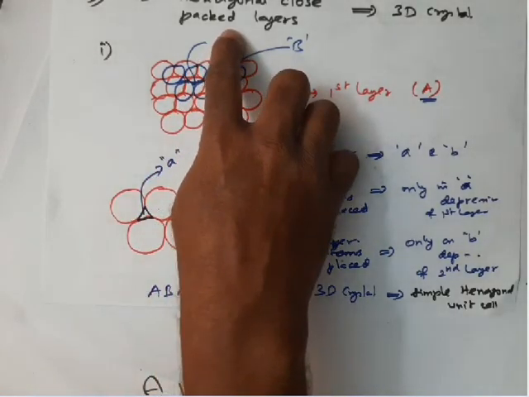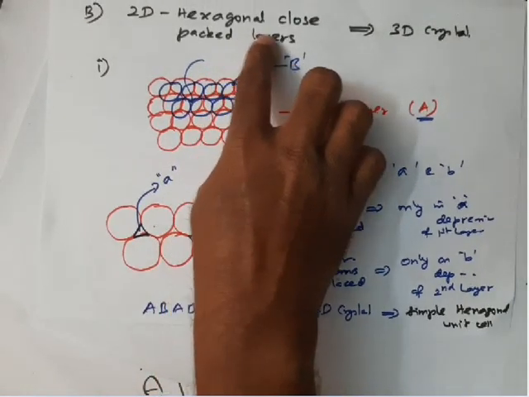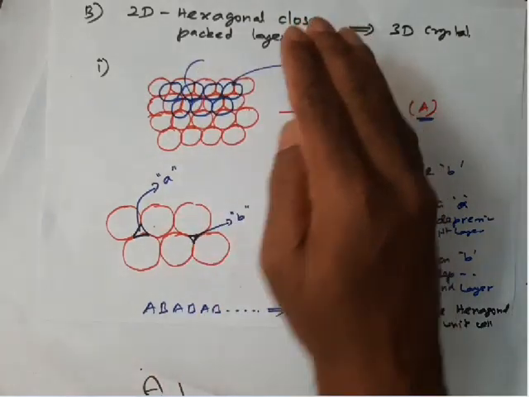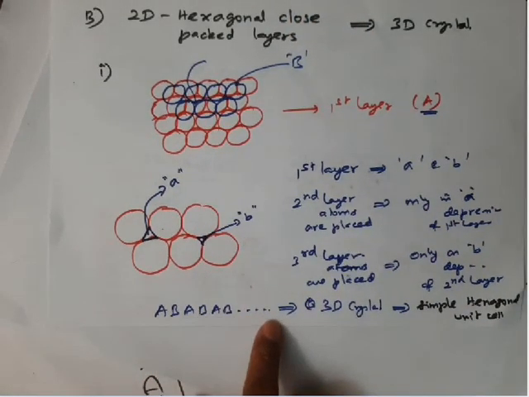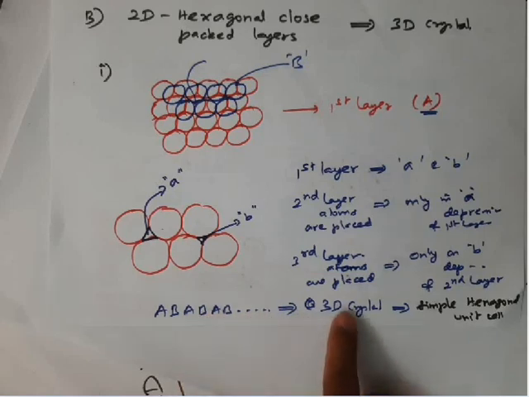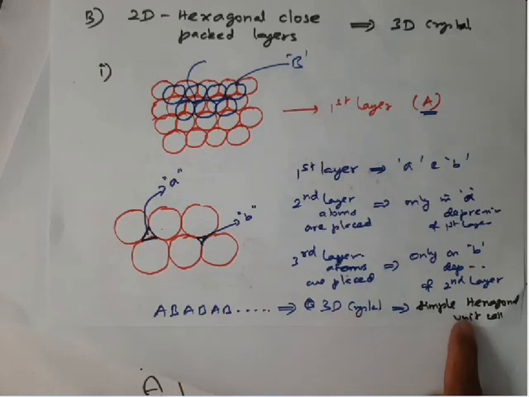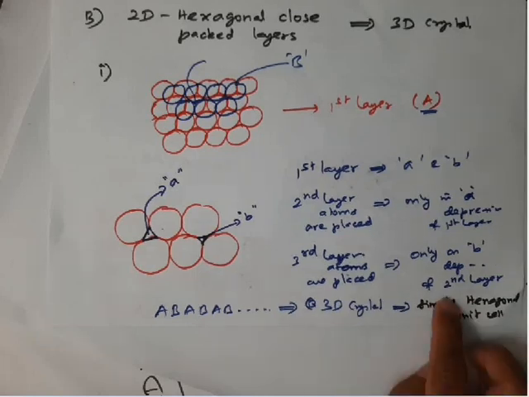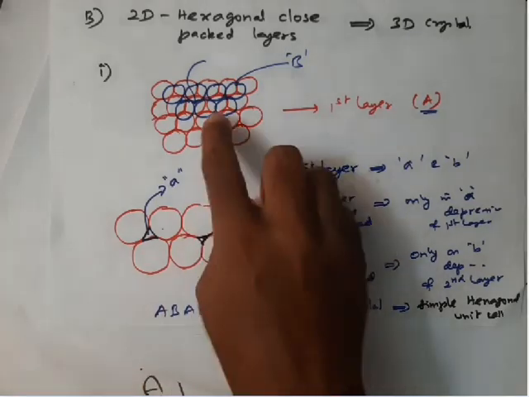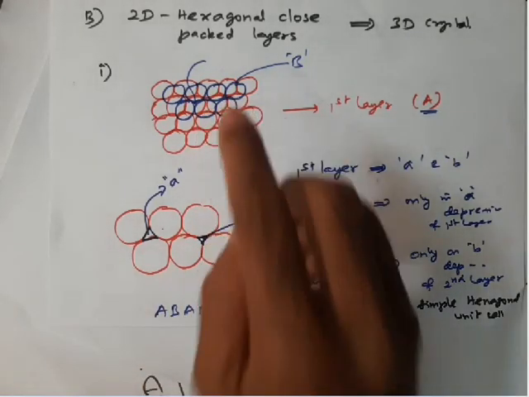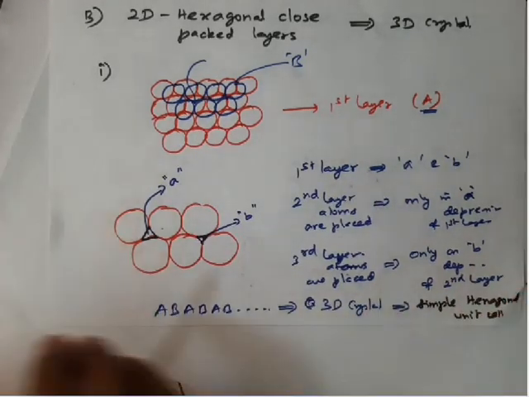Okay, if you arrange two-dimensional hexagonal close pack layers one over another in such a manner that you get AB, AB, AB type of arrangement, that arrangement will give you a three-dimensional crystal. That crystal consists of simple hexagonal unit cells. Simple. And here if you observe this carefully, let me show you on the next page.